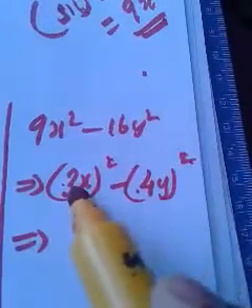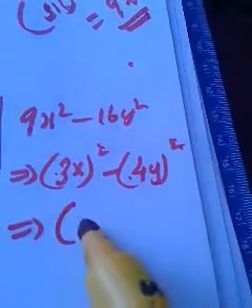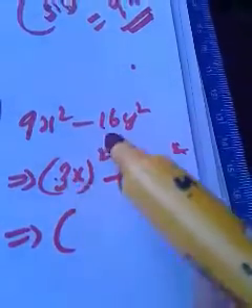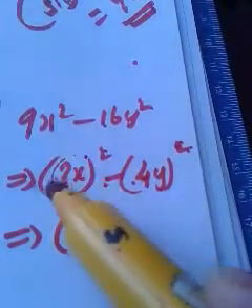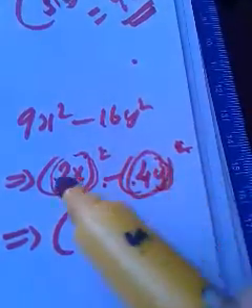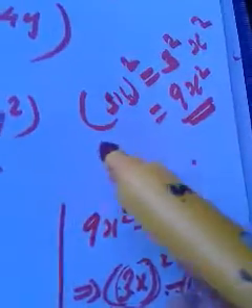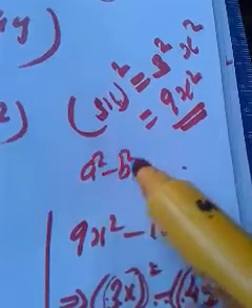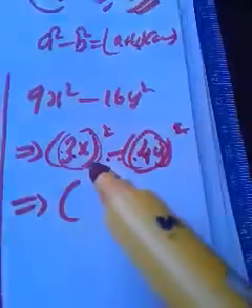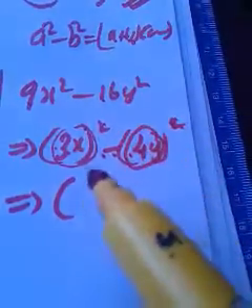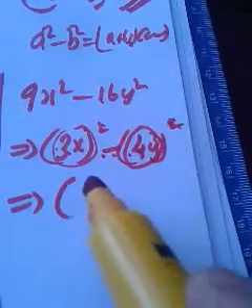Now it becomes in the form a square minus b square. Consider this as a and this as b. What is the identity for a square minus b square? We learned that a square minus b square is equal to a plus b into a minus b. So by using that, we can write it as a plus b into a minus b.